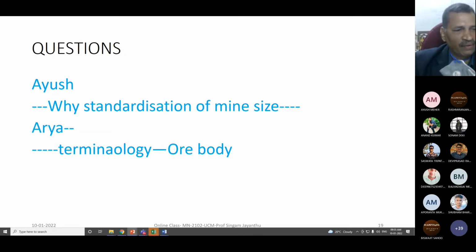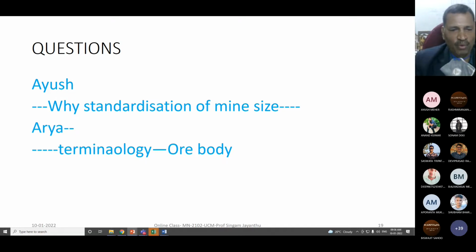Now, Arya, as you asked about the terminology, even I have written a wrong spelling here, don't worry for that. Internationally, people adopted some type of terminology. So, to have a uniform way of understanding the subject and giving knowledge to others, we selected some type of terminology. So, we have to follow that.